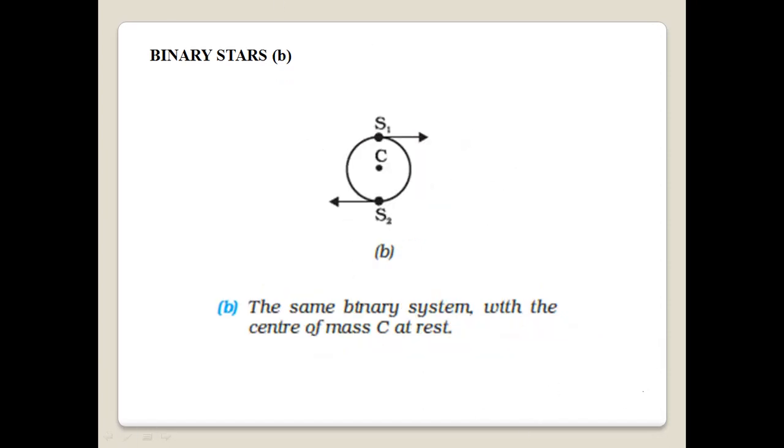Here we have the binary stars again. But here the difference is that center of mass is at rest. So S1 and S2, instead of making helical motion, they just revolve around the center of mass. So what happens? Always the distance from S1 and S2 will be same. They'll be diametrically opposite to each other, and therefore the center of mass will remain in the same position.